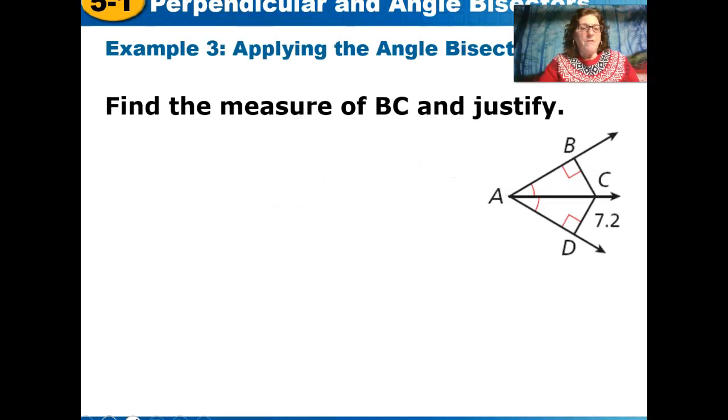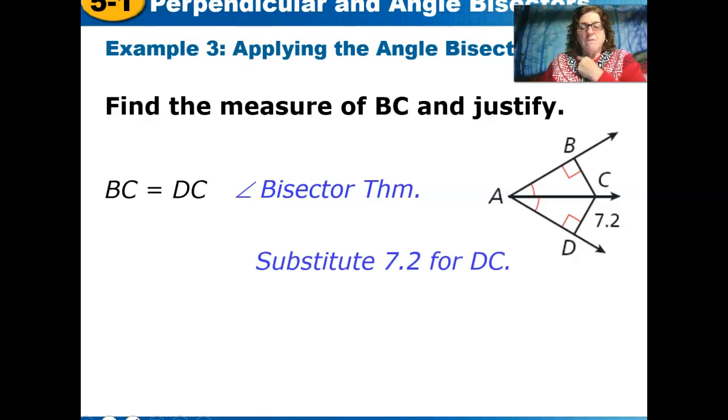What I'd like you to do now is put the video on pause and go through examples 3 through 6, please. So taking a look here, based upon the given information, we do know that BC is equal to DC by the angle bisector theorem. So we're going to have an answer of 7.2.